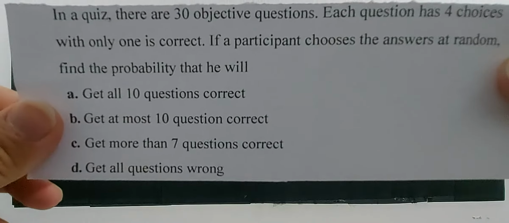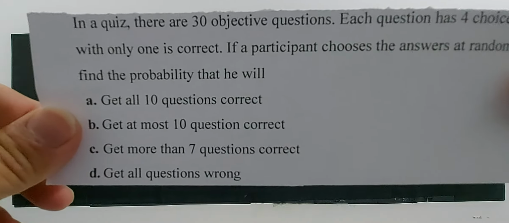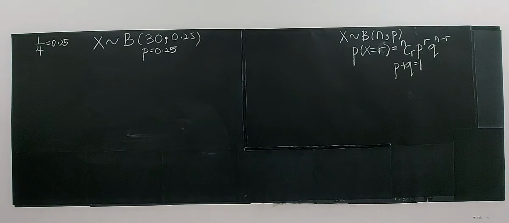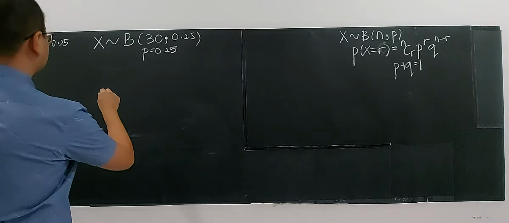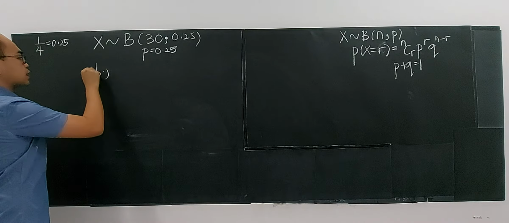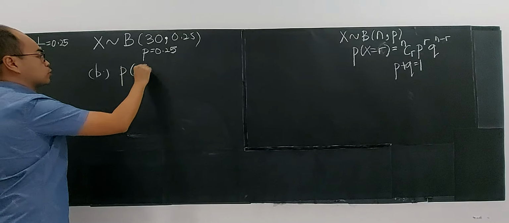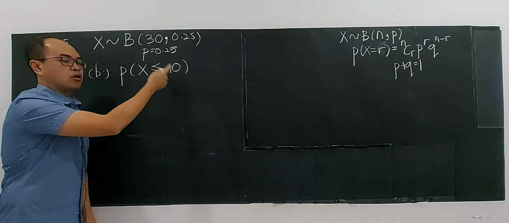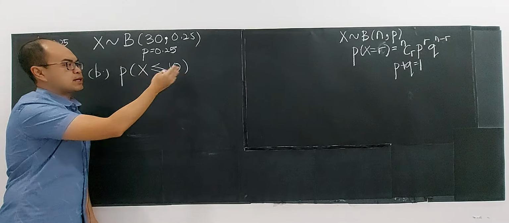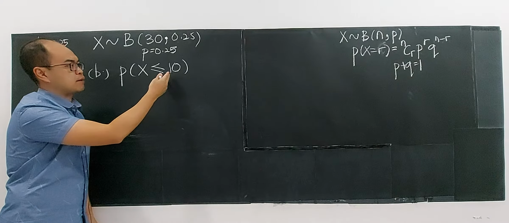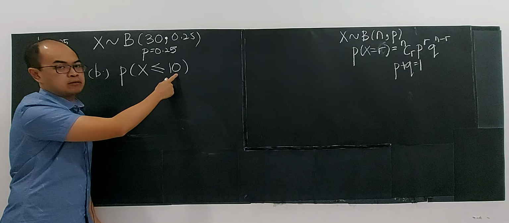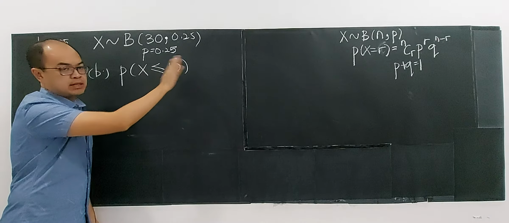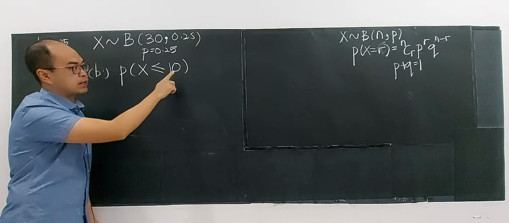Alright, let's look at part B. Get at most 10 questions correct. What does it mean by at most 10? At most 10 means paling banyak 10. It's 10 or less. At most 10 means it can be 0, 1, up to 10. It cannot be 11, because at most, paling banyak, is 10.